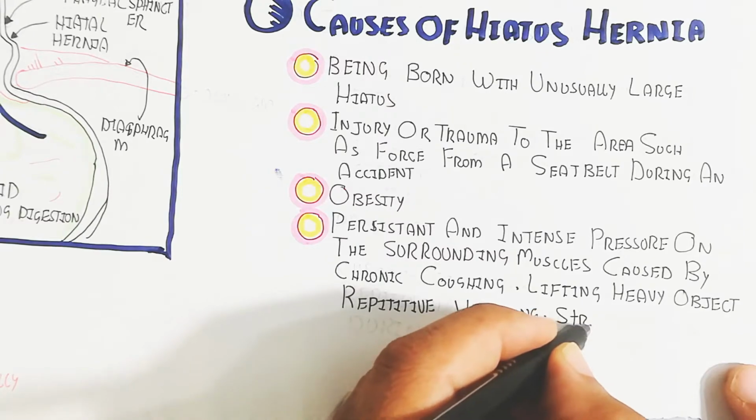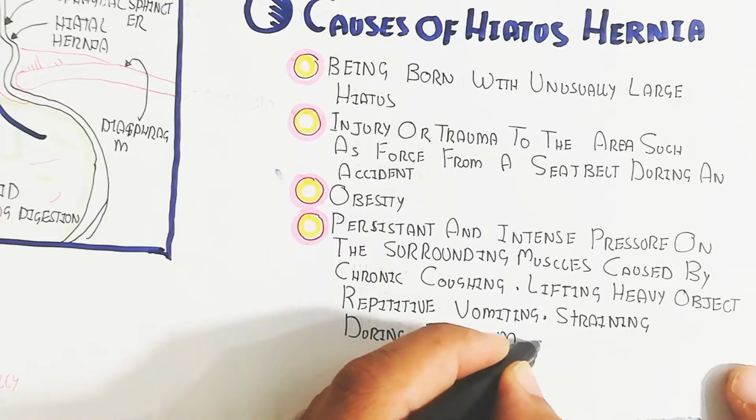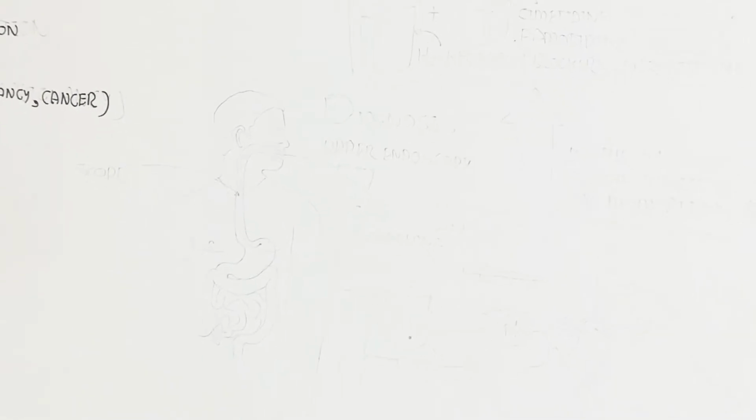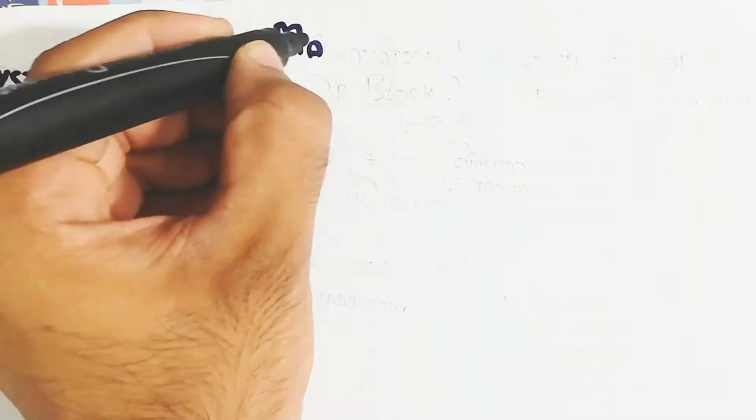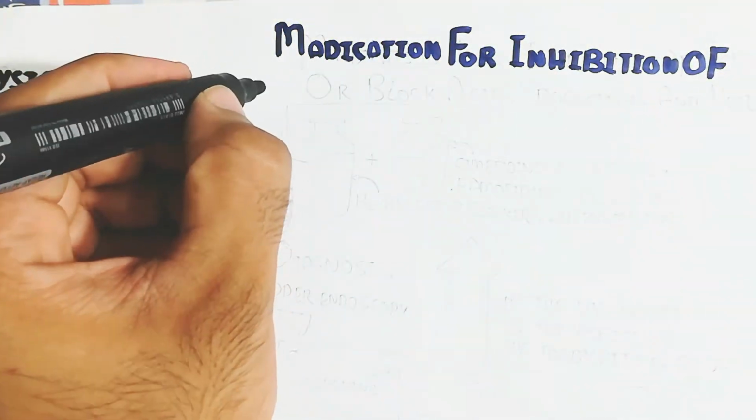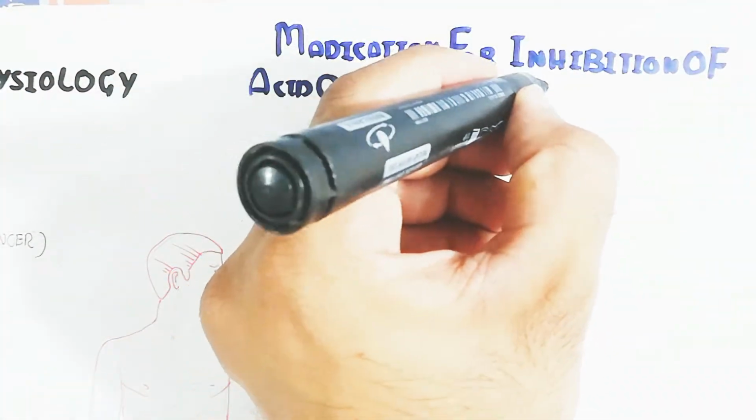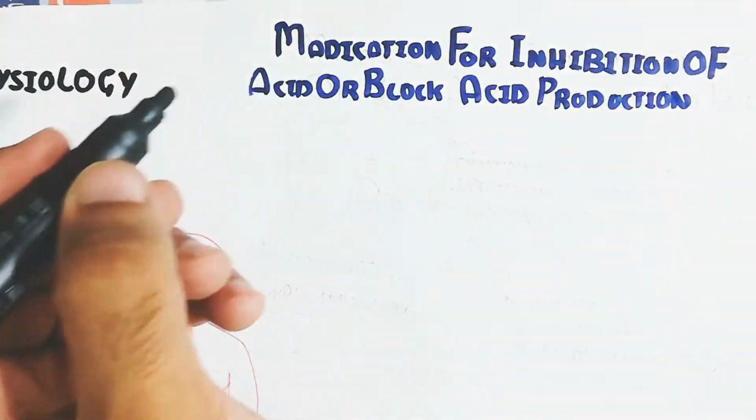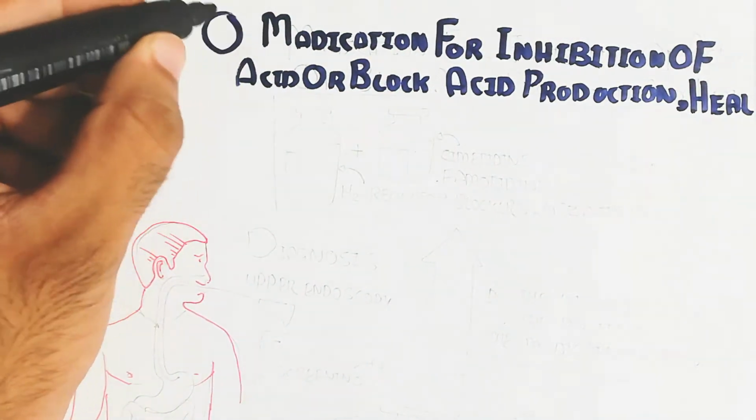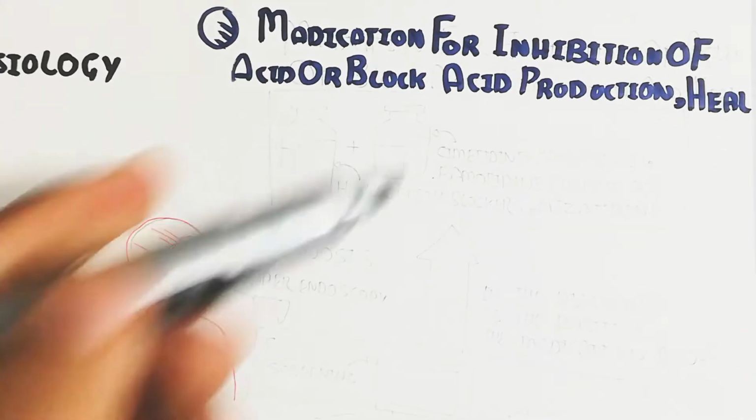Okay, now we will discuss the medication for inhibition of acid or blocking acid production. But before the medication, we will understand the diagnosis. The diagnosis is very simple. An upper endoscopy can be used, and here is the medication for the inhibition of acid or blocking acid production, and healing.